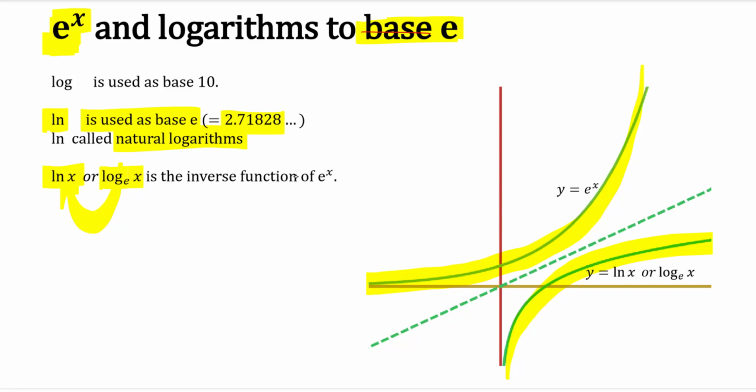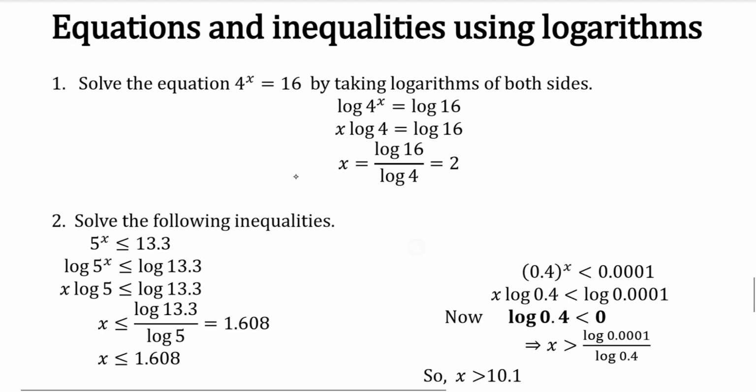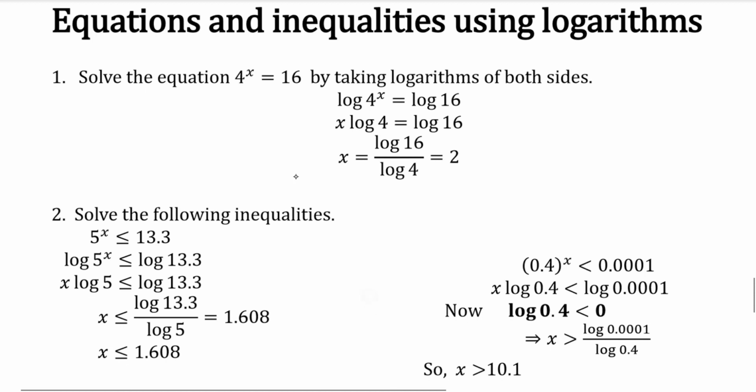So what we got is, if we have y equals b to the power x and we take the inverse, that is log of it, it is going to be log of y base b here. But if it is e to the power x, then it is going to be simply ln of y, because the base is e. So let's solve some equations and inequalities after having these properties.